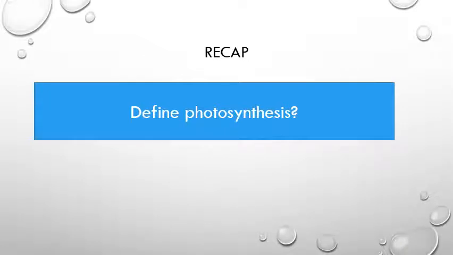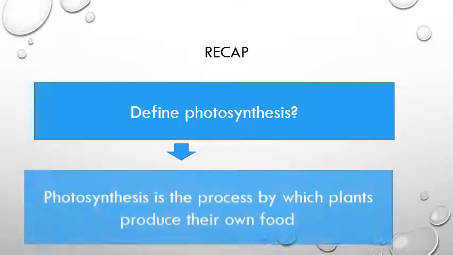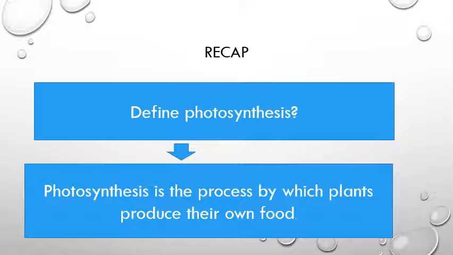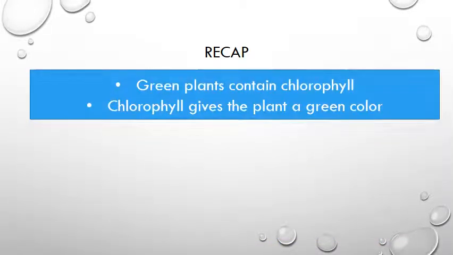Now, after we had fun in the attention grabber, it's time to do a small recap. First, I want you to remember what photosynthesis is. Great job! Yes, photosynthesis is the process by which plants produce their own food. So plants produce their food using photosynthesis. And we all know that green plants contain chlorophyll, because chlorophyll is the thing that gives the plant a green color.